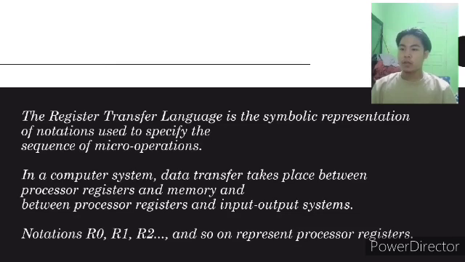Notation R0, R1, R2, and so on represent processor registers. These registers are temporary storage in the processor, and each register has its own unique label. These labels allow us to clearly specify which registers are involved in any data transfer or operation.